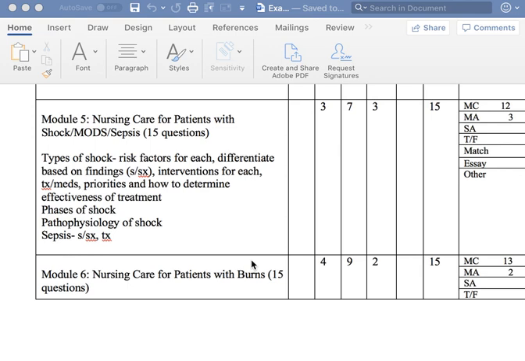So let's look at chapter 66, patients with shock. Make sure you know the types of shock, so be able to differentiate between them. A really big thing with these is, when you look at page 1591, you do not need to know obstructive shock. We don't test on that, but the others are all tested.